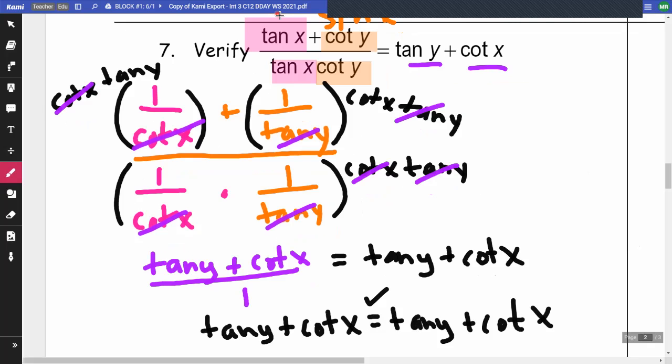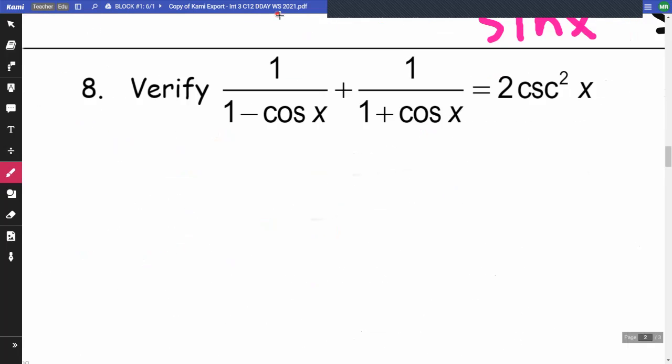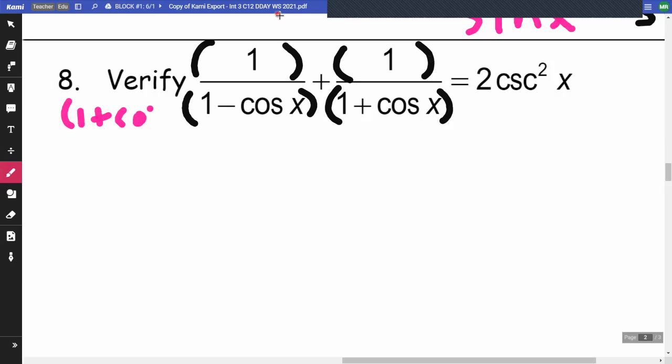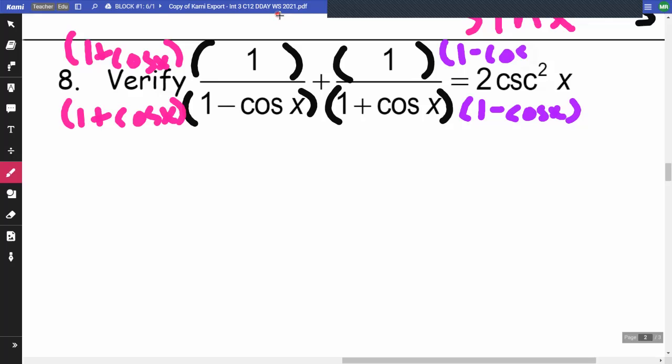Okay, number 8. Okay, so I need a cosecant squared x. Looking at this, I'm going to get a common denominator. And so I am going to multiply everything here. This first fraction by a 1 plus cosine x, 1 plus cosine x. This other side, it's missing, it would need a 1 minus cosine x, 1 minus cosine x.